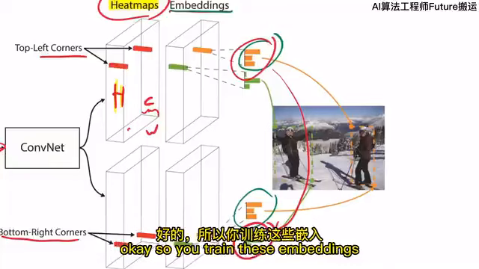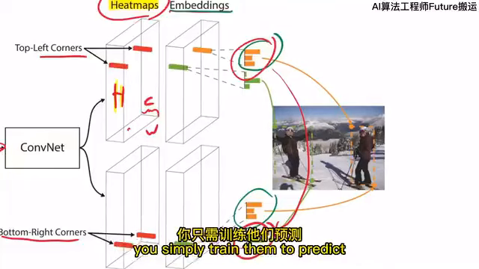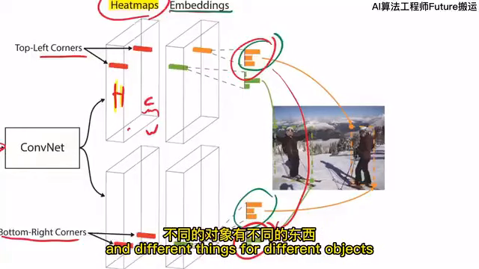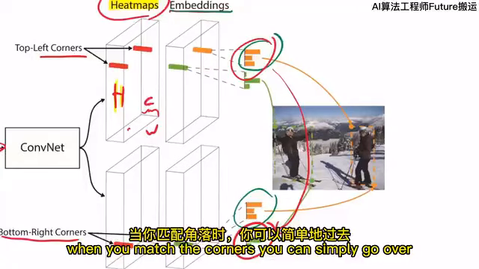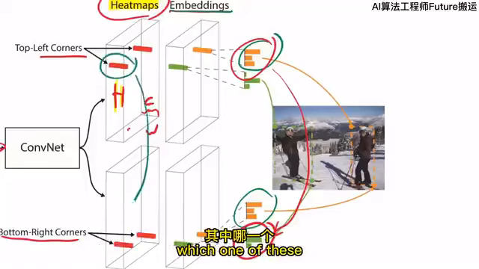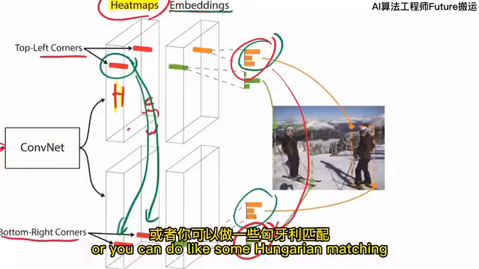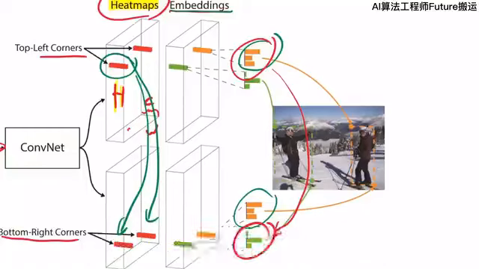Okay, so you train these embeddings. They don't need to mean anything. You simply train them to predict the same thing for the same objects and different things for different objects. So after that, when you match the corners, you can simply go over and say which one of these two right here has the larger inner product, or you can do some Hungarian matching and maximize the total inner product or something like this.